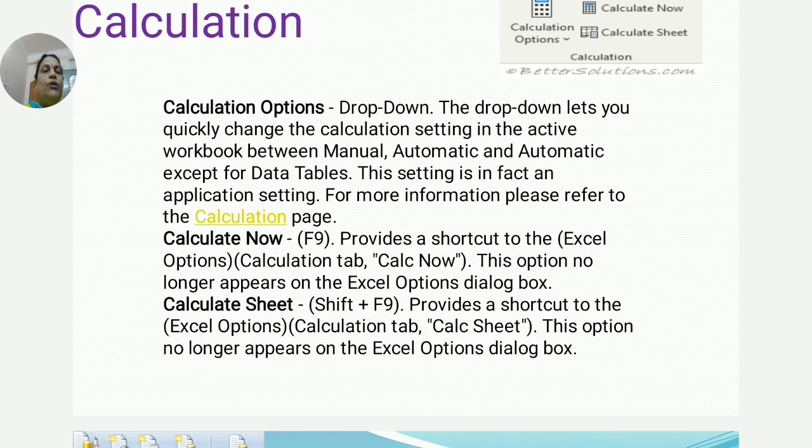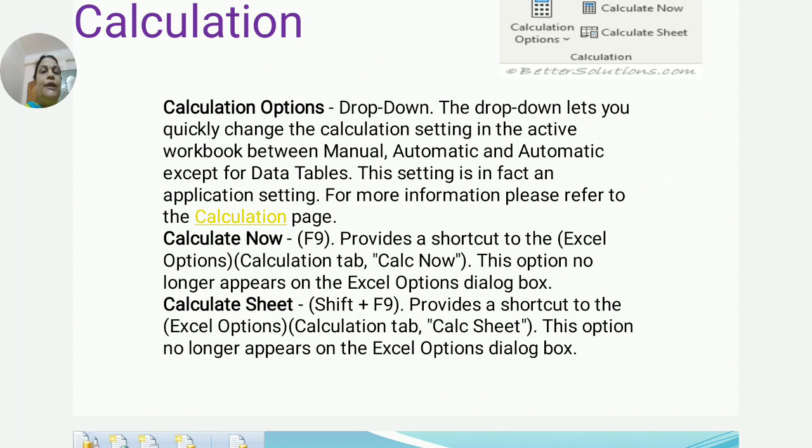Between manual and automatic except for data tables. This is used for changing the calculations of a formula. Next, calculate now. Calculate now provides a shortcut for calculation.